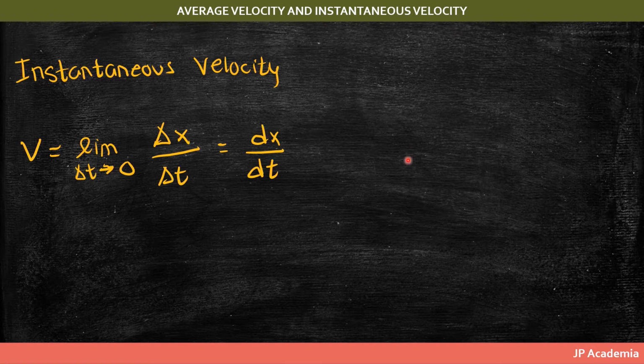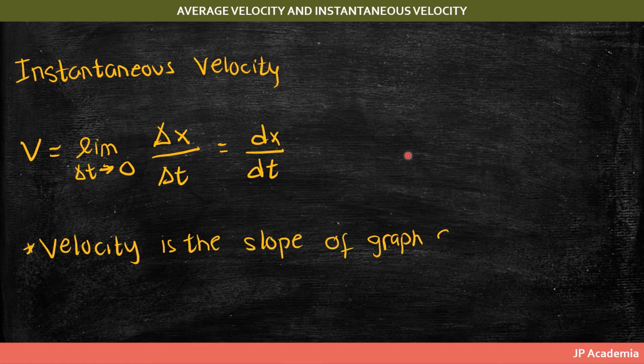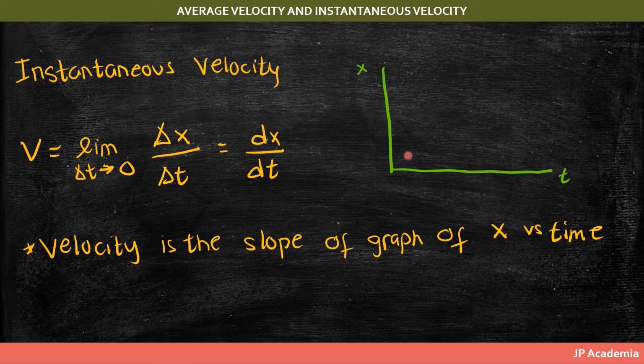The velocity is just the slope of the graph of x versus time, as illustrated here in my drawing at the right. When the slope is positive, the object is moving to the right based on our sign convention. When the slope is negative, shown here, the object is moving to the left. While when the slope is 0, the object is stopped.